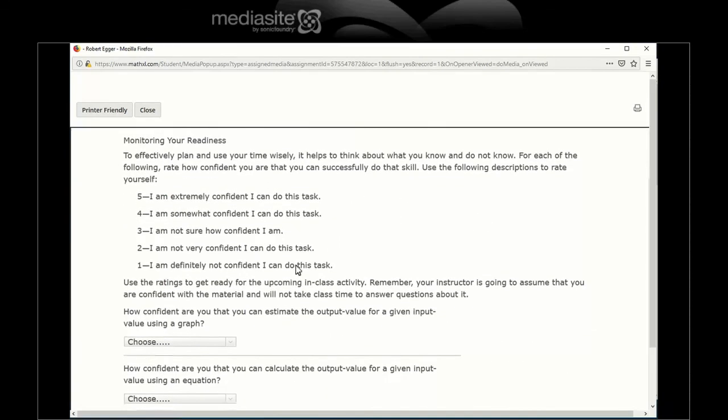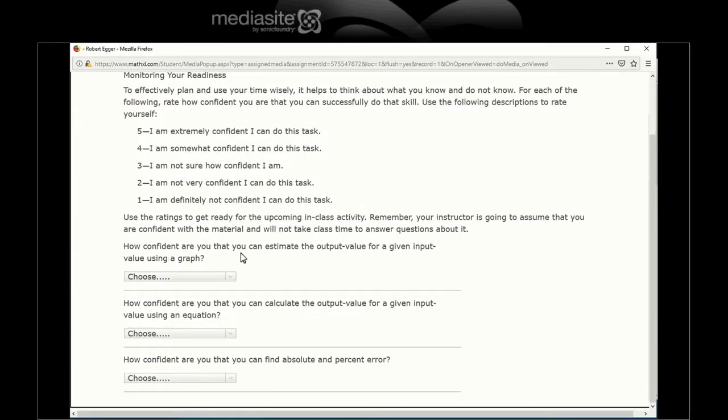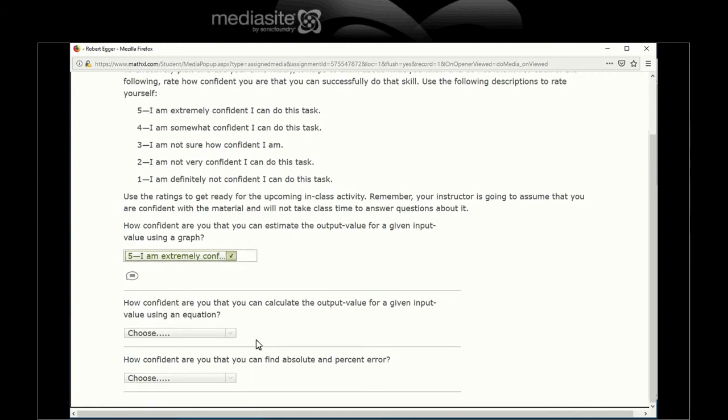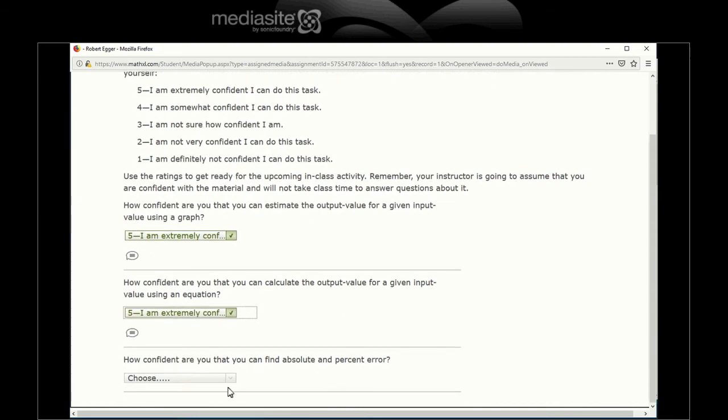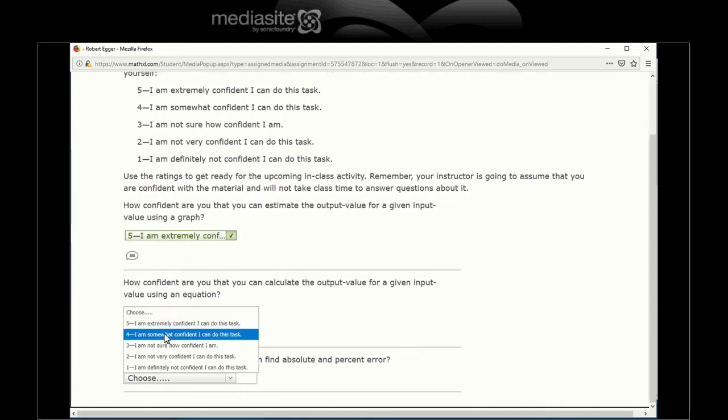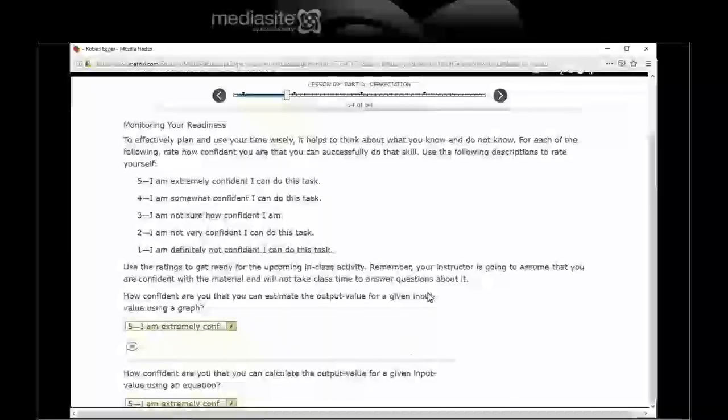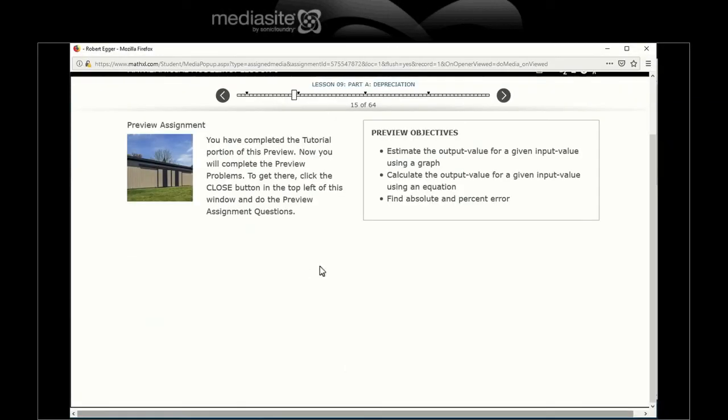Oh, and end of our tutorial. See how confident you can estimate the output and pick a number off a graph. I'm pretty confident. Calculate the output value given an equation. Pretty confident. And finding absolute percent error, I'm pretty confident. So, this is what we did. We looked at graphs, took a value, gave an equation, found the value, did some sidebar into the world of IRS definitions, and then we found absolute percent error.